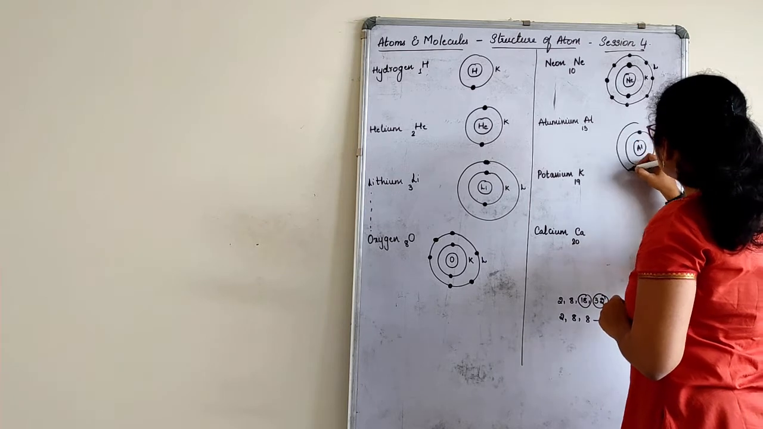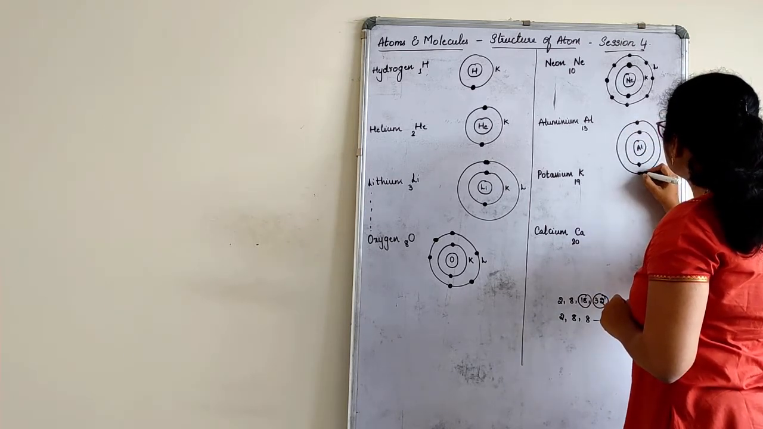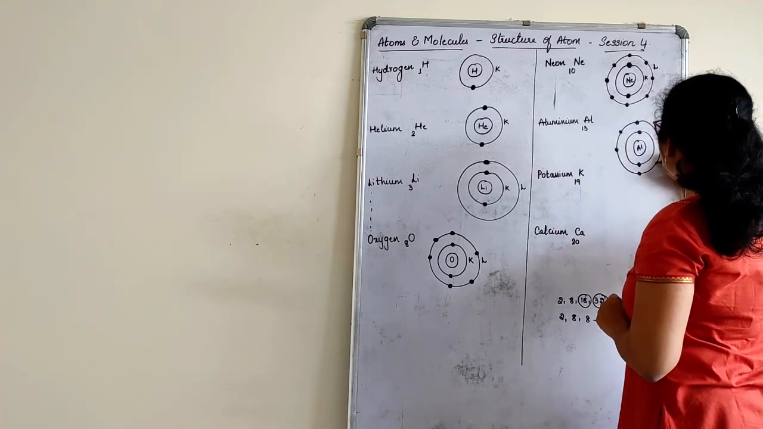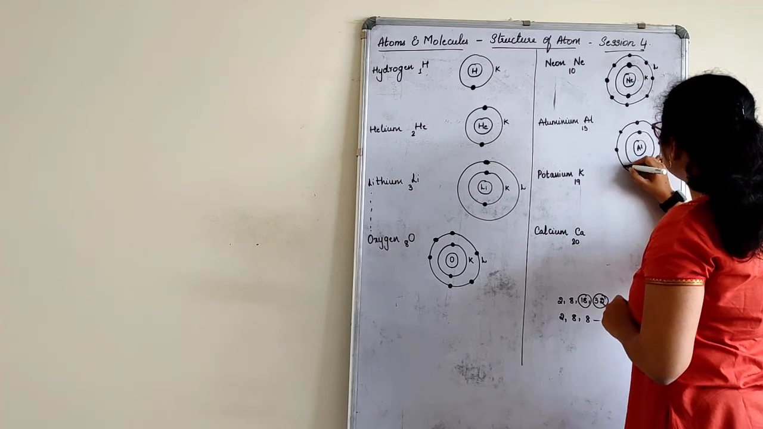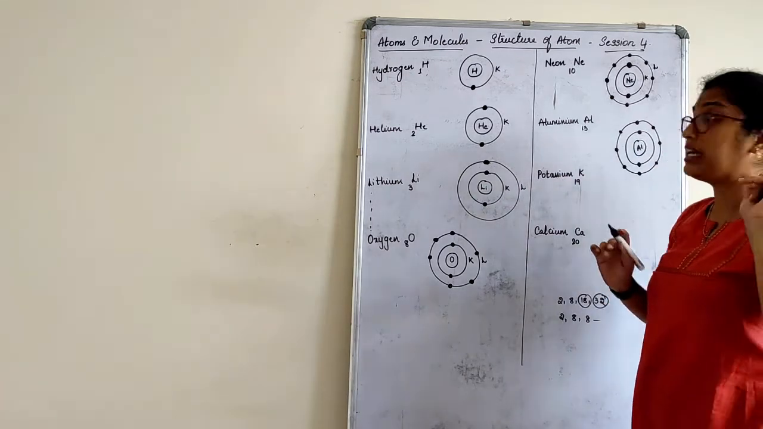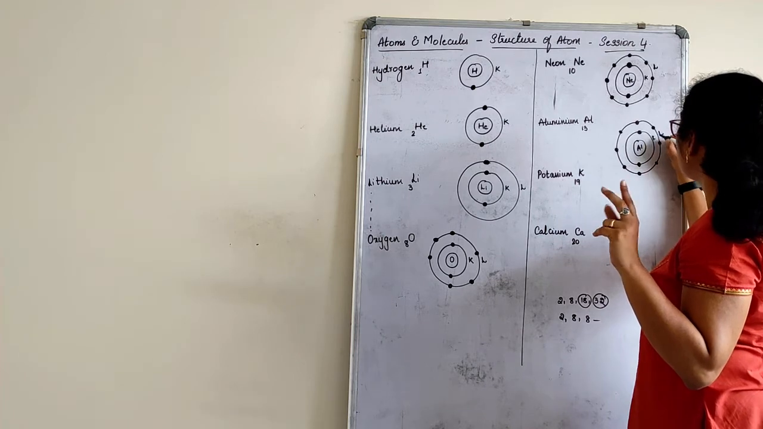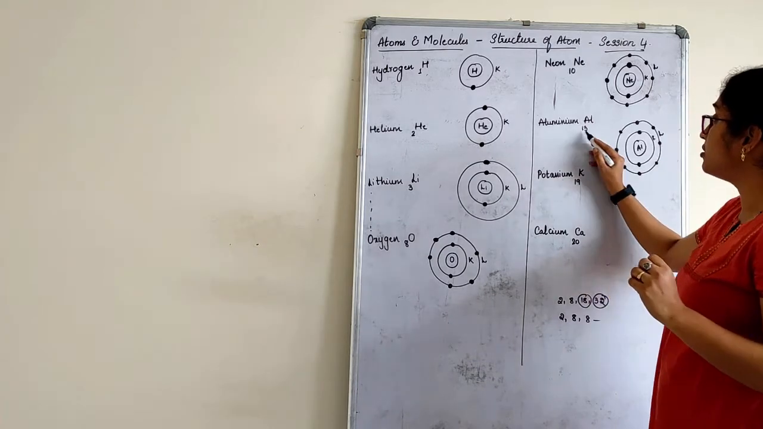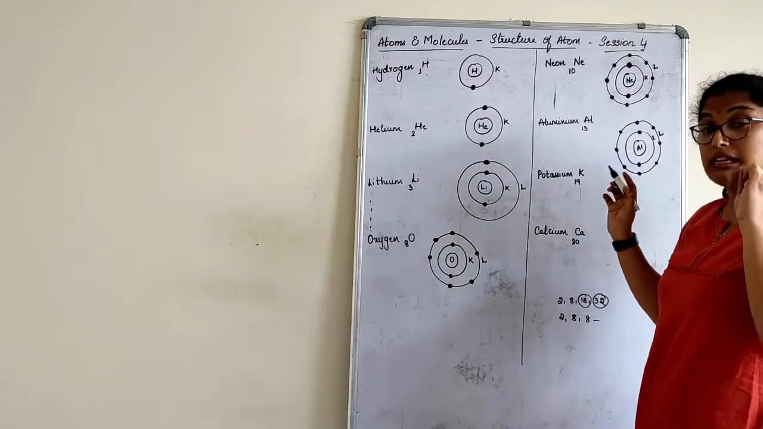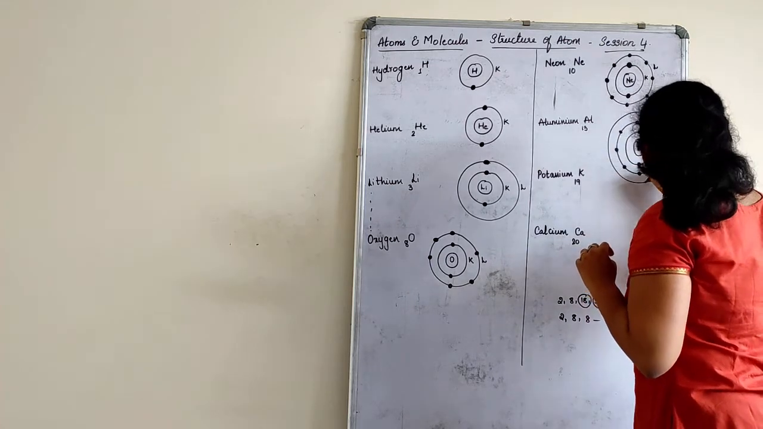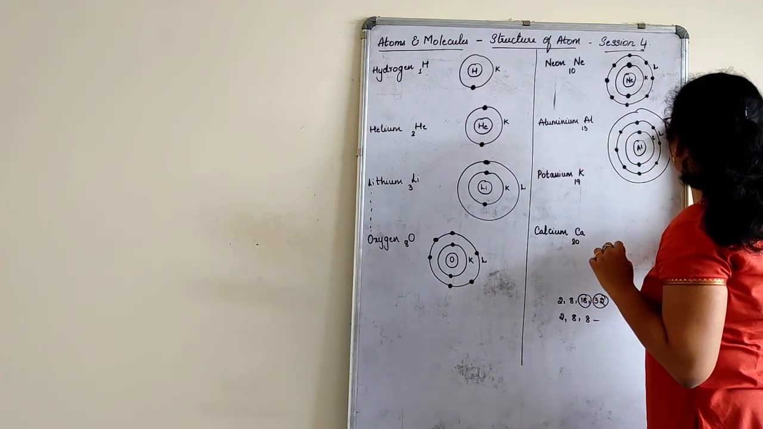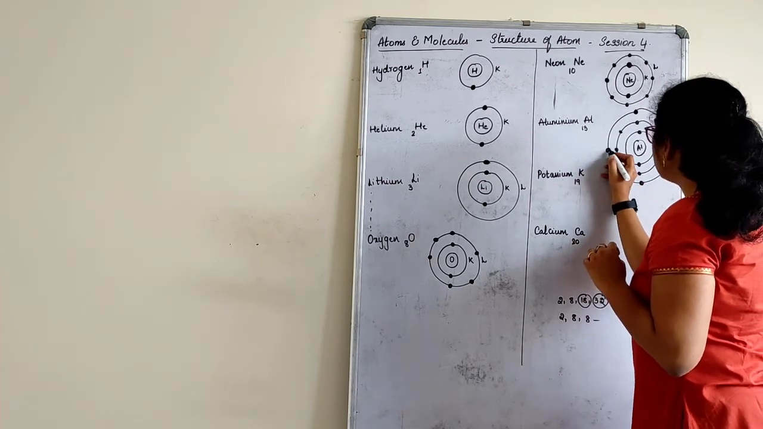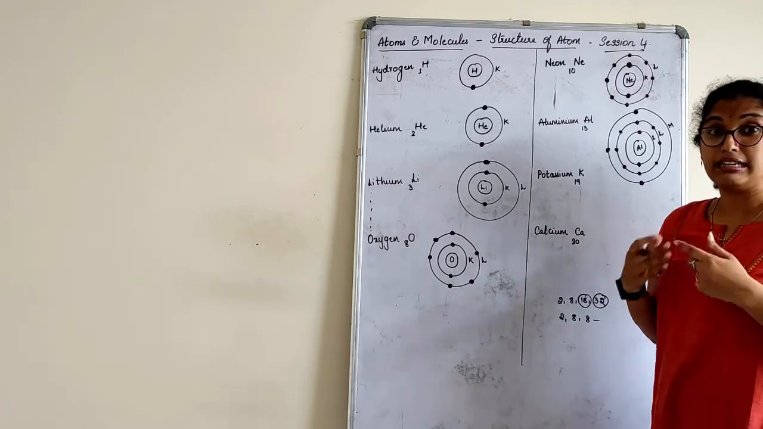1, 2, 3, 1, 2, 3, 4, 5, 6, 7, 8. 8 over. In this shell only 8 I can fill. That is L shell. K shell only 2. I filled it. L shell only 8. I filled it. But how many I want? I want 13. So 10 I have. 3 more I want. So I will go to the next shell here. K, L, M shell. How many more? 10 are over. 1, 2, 3. 13 I filled. Understanding now how to fill?